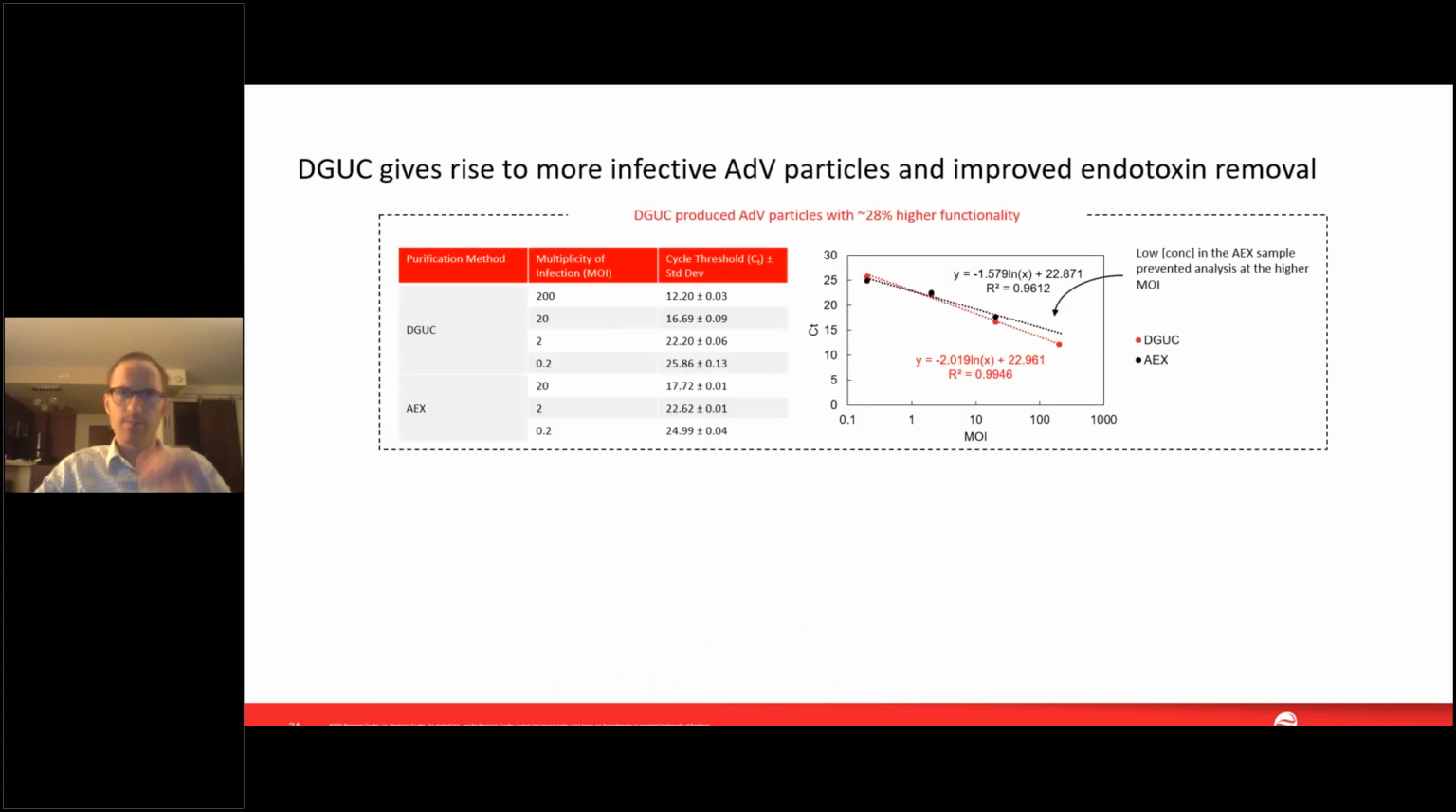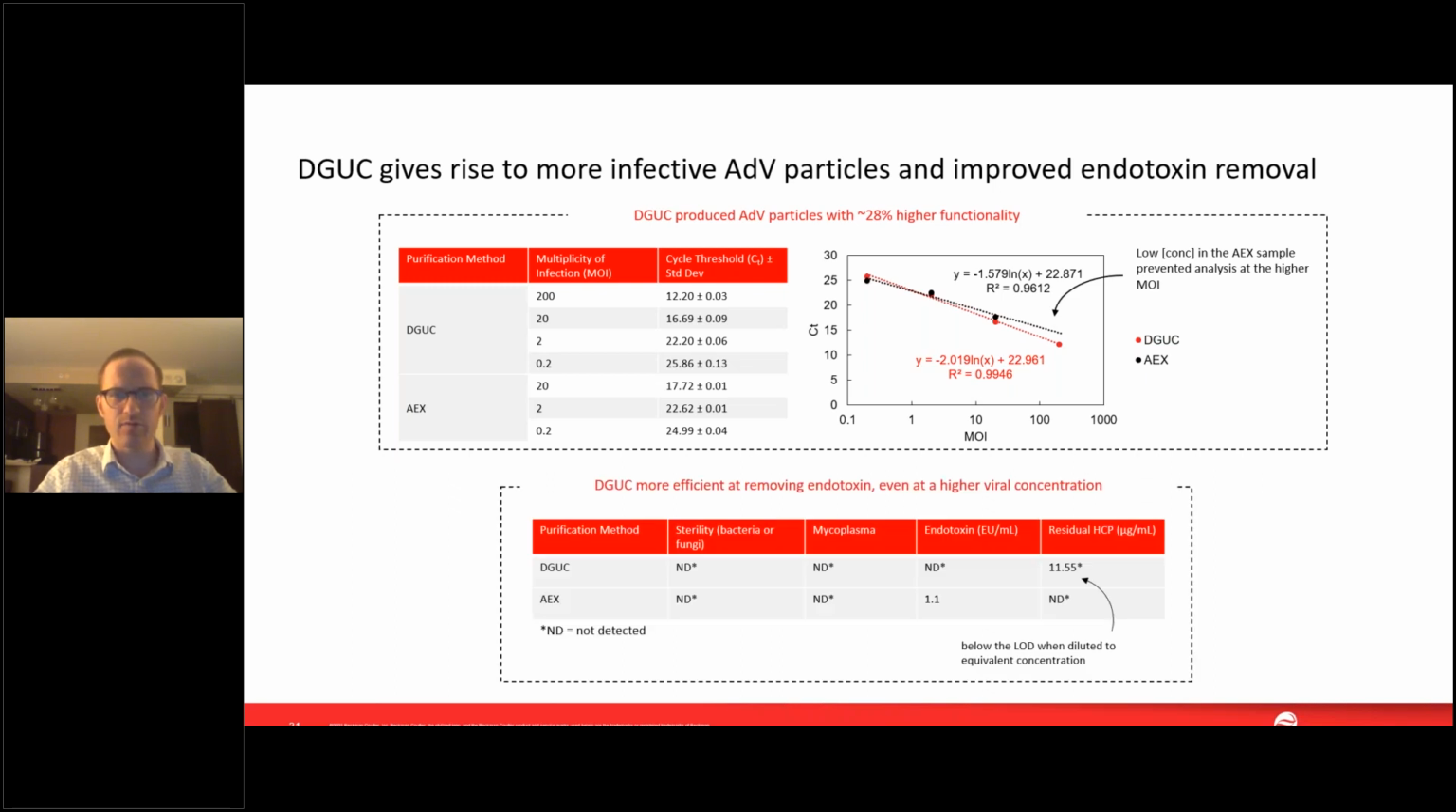To talk a little bit more about infectivity, we transduced the cells with purified adeno at different multiplicities of infection. After incubation of 2 days, we isolated the nucleic acids using PCR for quantification. Unfortunately, the low concentration of the AEX precluded some of the 200 multiplicity of infection, so we don't have any data from there. But even from the data we do have, you can see density gradient was able to achieve about 28% higher functionality.